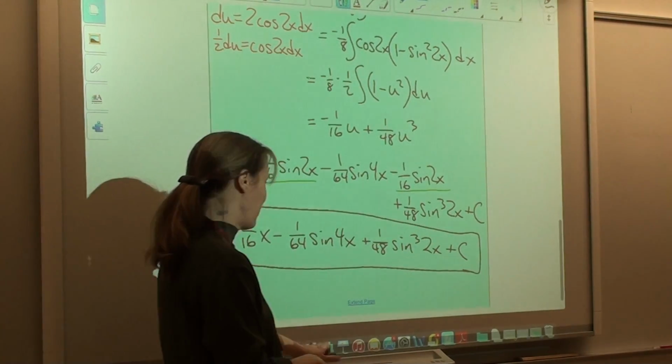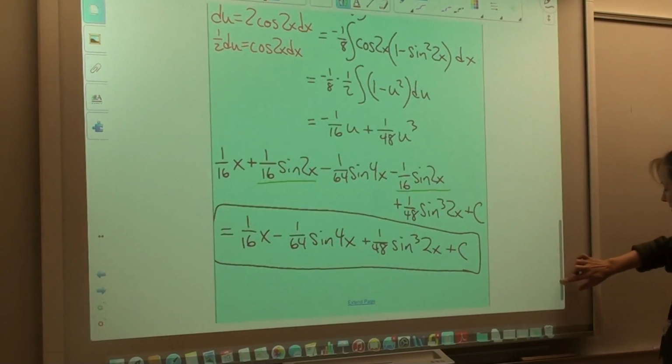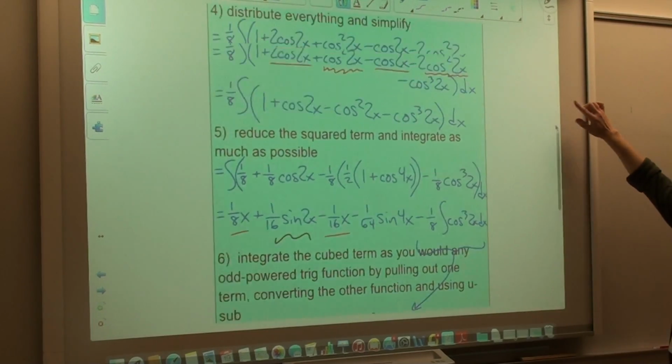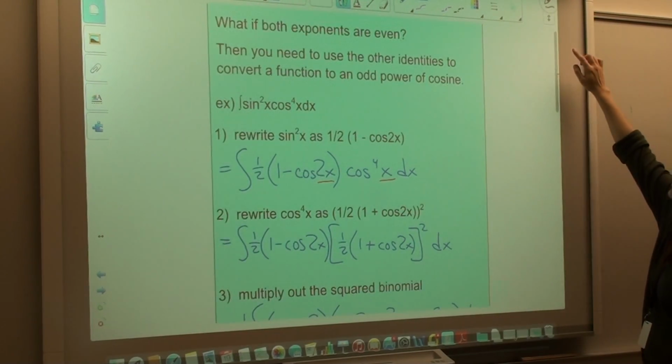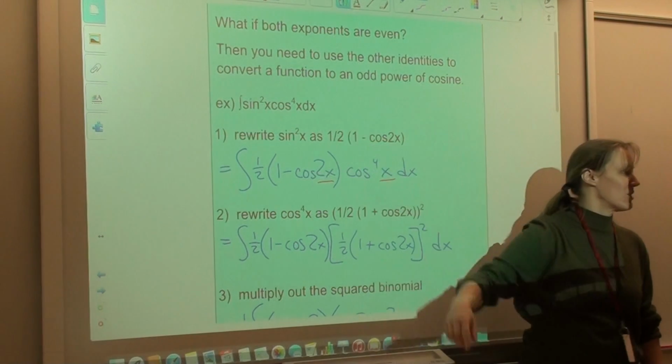The original problem that we started with about an hour ago was sine squared cosine to the fourth.